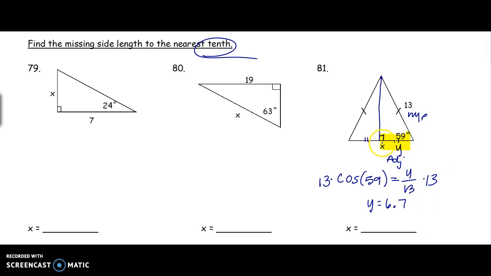Now that's only this highlighted piece, and I want to know the whole thing. So what we're going to have to do is add 2 of those or multiply it by 2. So the whole length of x is 13.4.